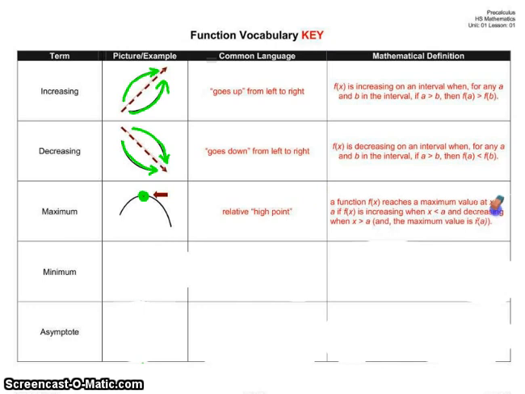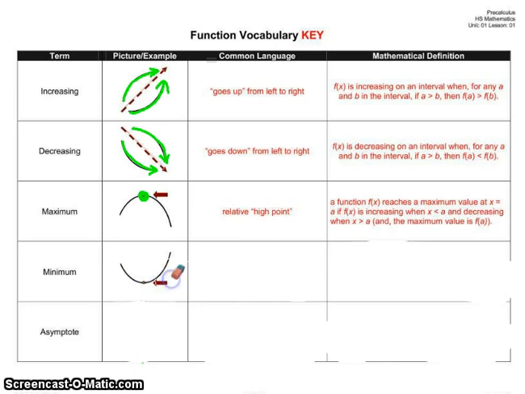The mathematical definition is a function f of x reaches a maximum value at x equals a if f of x is increasing when x is less than a and decreasing when x is greater than a, and the maximum value is at f of a.